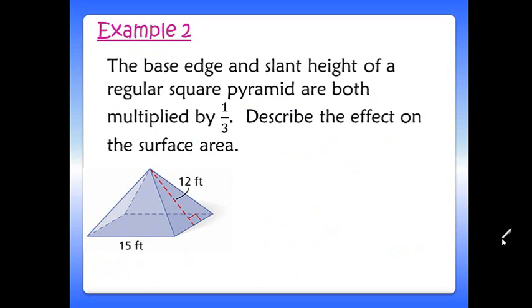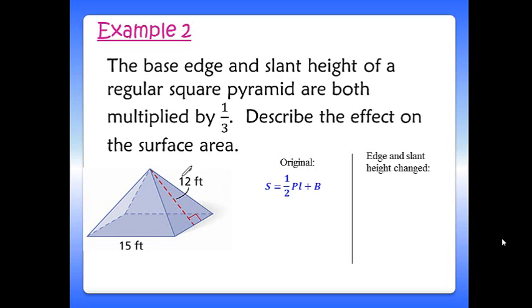For example 2, we're given that the base edge and the slant height of a regular square pyramid are both multiplied by a third. We're going to describe the effect on the surface area. Okay, we've done this before in Unit 9 when we were talking about two-dimensional figures, the change that occurred to the area when we changed dimensions. So this is really the same thing. We're going to look at the original surface area. We're going to change those units and look at the new surface area and see how those compare.